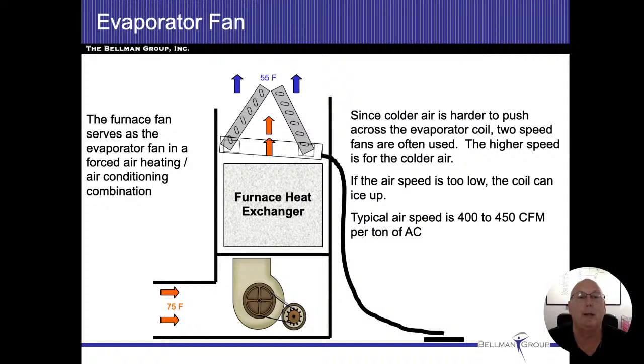The evaporator fan, we don't really have a separate air handling unit. Now, you may run into just an air conditioning system with just an air handling unit. You'll see that a lot with space packs, or if somebody has steam heat or hydronic heat and they still want to go ahead and put a central air conditioning system in, they're going to have to run separate ductwork just for that. All right.